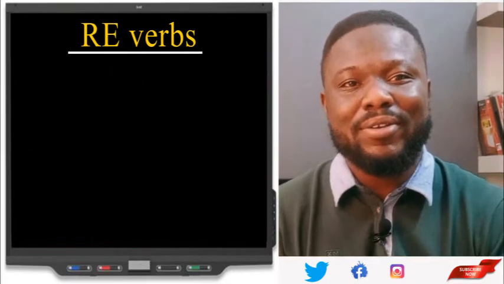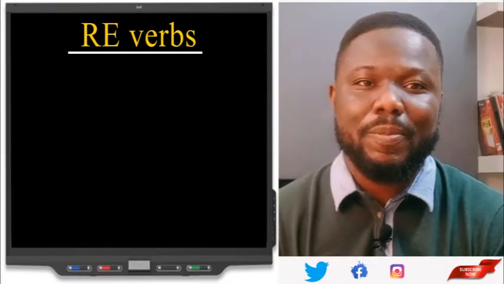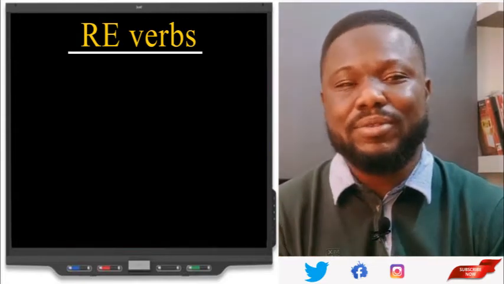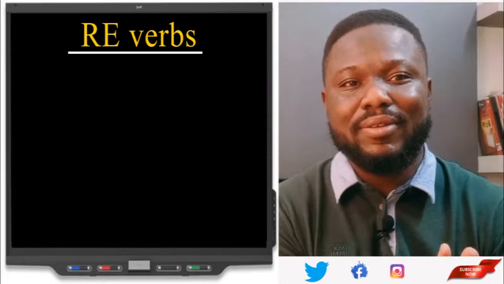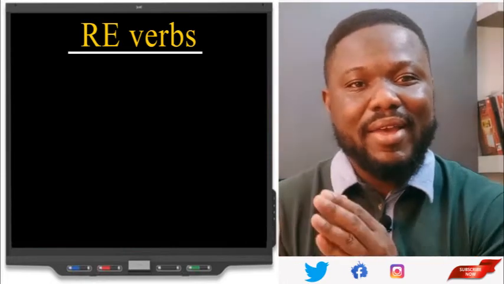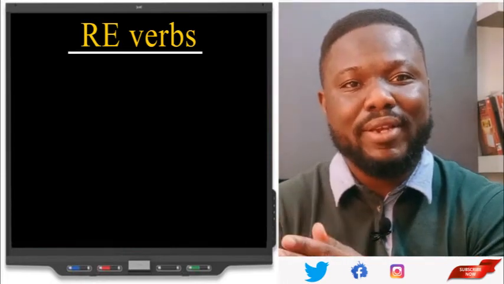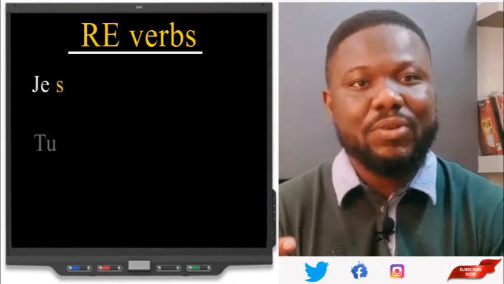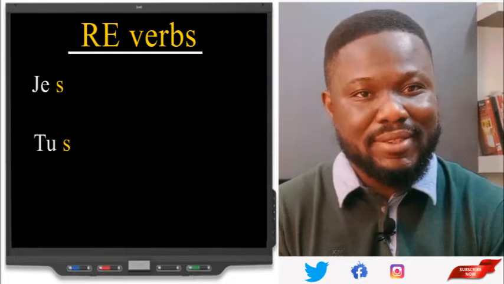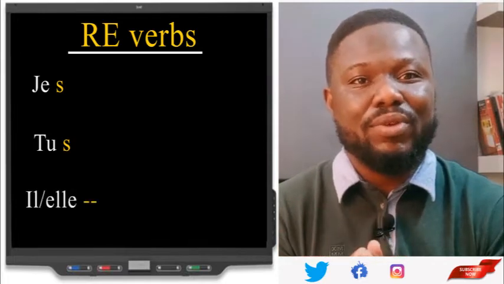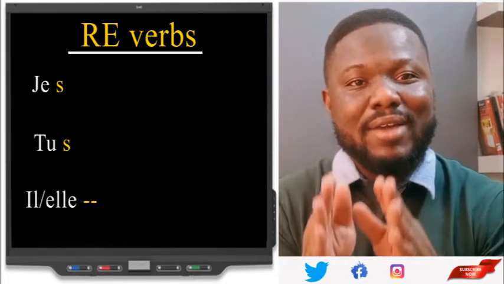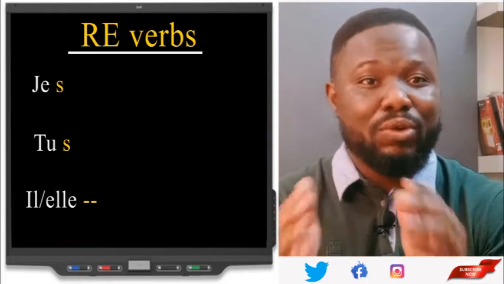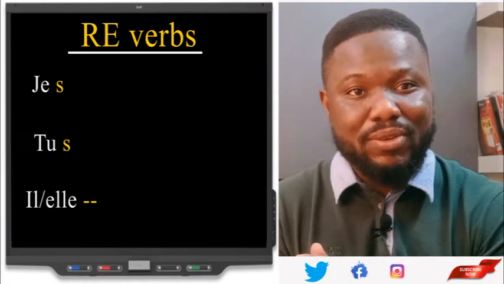Now, let's talk about RE verbs. Same scenario happened here for RE verbs. I take out the RE and then I replace that ending with the following endings. For je, I will add S. For tu, I will add S. For il and elle au singulier, I will add nothing. As I remove the RE, the remaining is what we call the conjugation for il and elle au singulier.